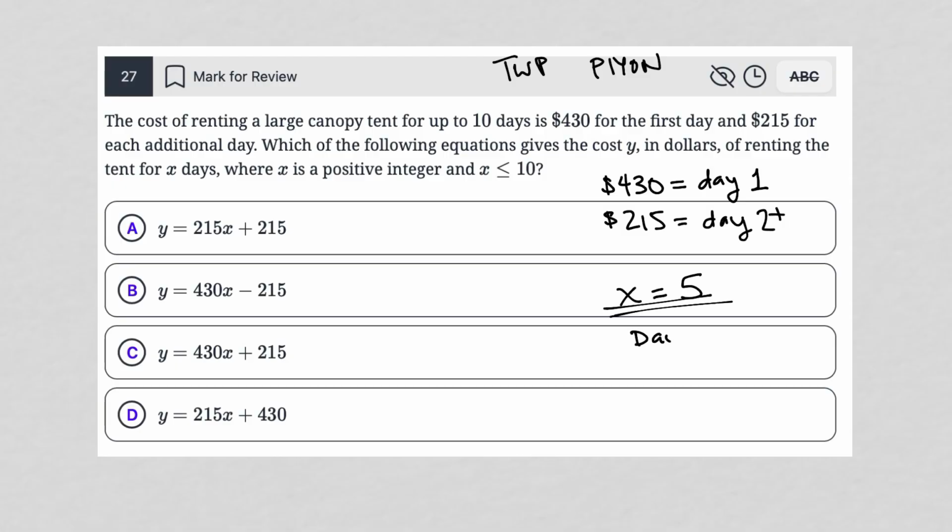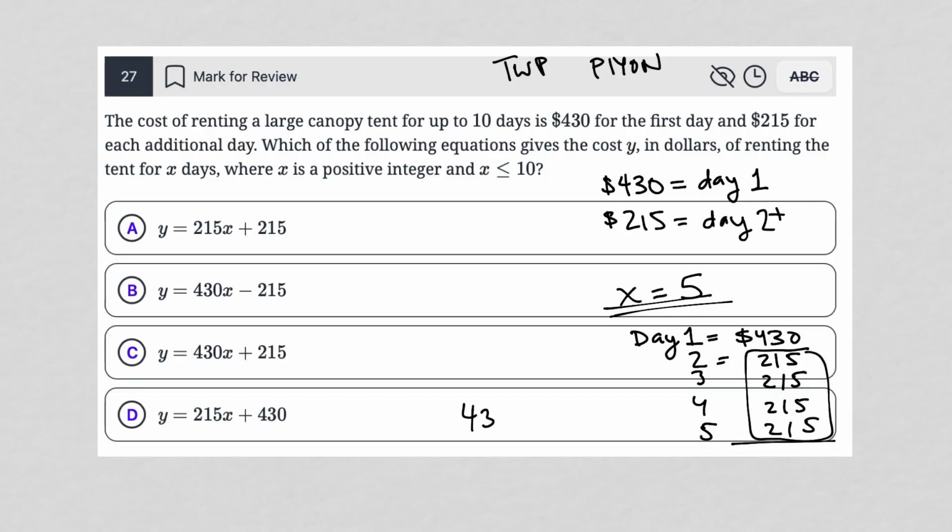We would spend how much for day 1? Well, day 1 is $430. And day 2 is $215. And day 3 is $215. And day 4 is $215. And day 5 is also $215. So it looks like I have 4 days of $215, which means I could have just said 430 plus $215 times 4 to get to my answer.